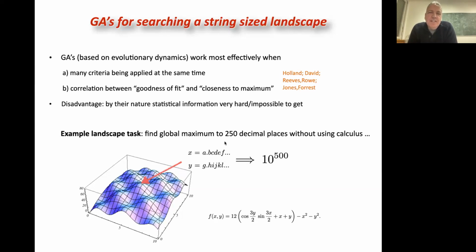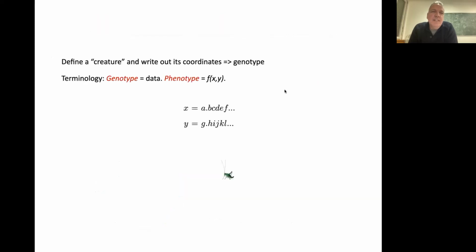So you see, if I wanted 250 decimal places, there's a huge search space in principle that we could be looking at. If we don't know this is a continuous function, we just think of it as a huge search space. Right, so this is our creature. A single creature, a single attempt at solving the problem, you write out the coordinates. And the coordinates you think of as a genotype. So you think of that as its DNA. The DNA is called the genotype.